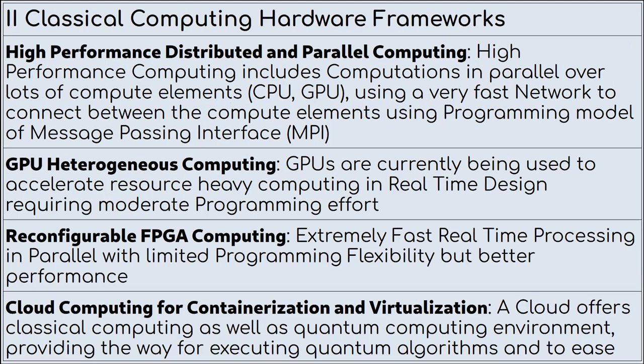In classical computing hardware frameworks, we have the following submodules: high performance distributed and parallel computing. HPC includes computations in parallel over compute elements, CPU, GPU, with a fast network using the MPI programming model.